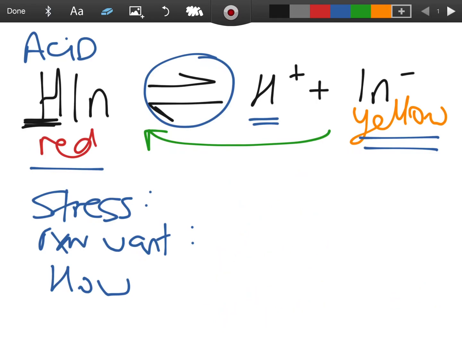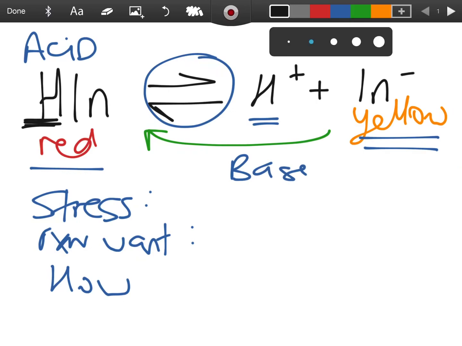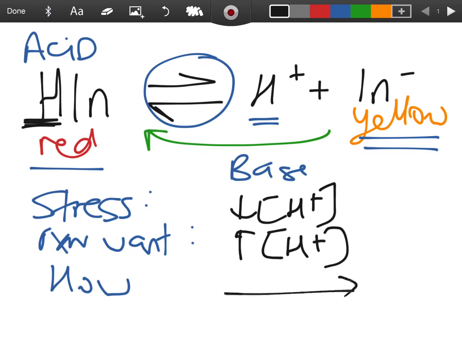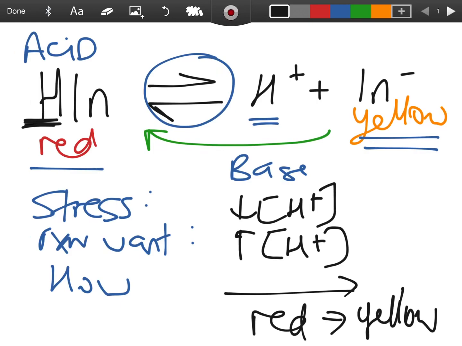Now, what if you put the indicator into base? Well, what do bases do? Bases accept protons. So the hydrogen ion concentration would decrease because the base is accepting the proton. According to Le Chatelier, the proton concentration would want to increase, and how? You move it to the right. So you're moving the equilibrium over to the right in order to make more hydrogen ions, in order to increase the concentration of hydrogen ions. So what would you observe then? You'd observe red turning yellow. So that's showing how indicators work as weak acids.